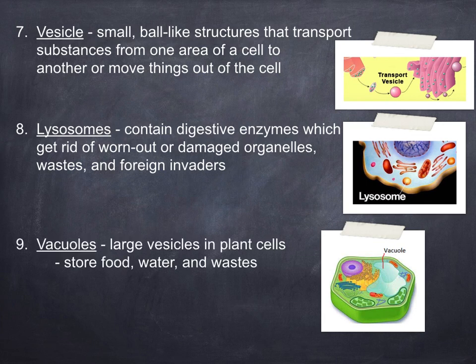And then finally we have the vacuoles. The vacuole is the great big vesicle found in plant cells. It's going to store food or water or wastes until they can be removed from the cell. So those are the organelles.